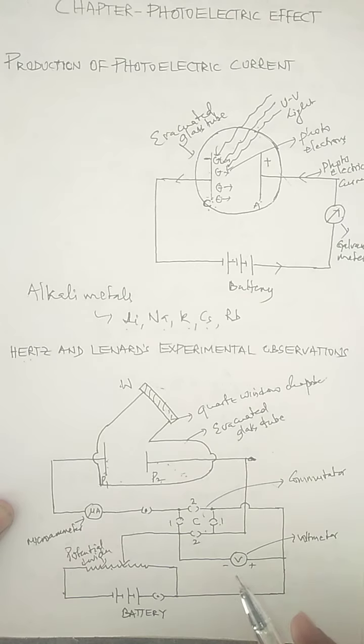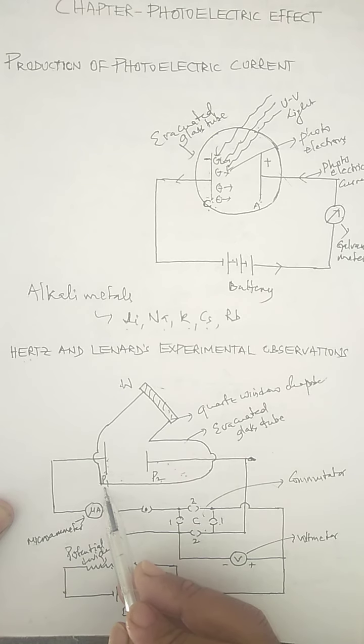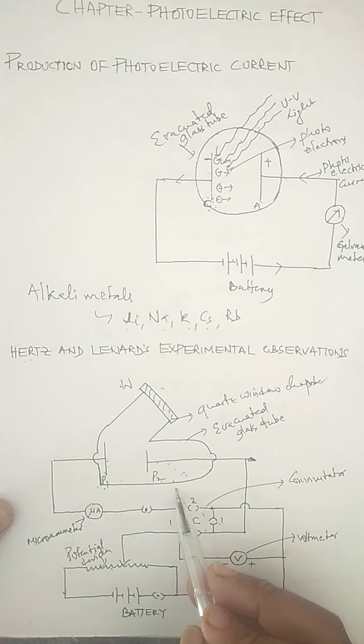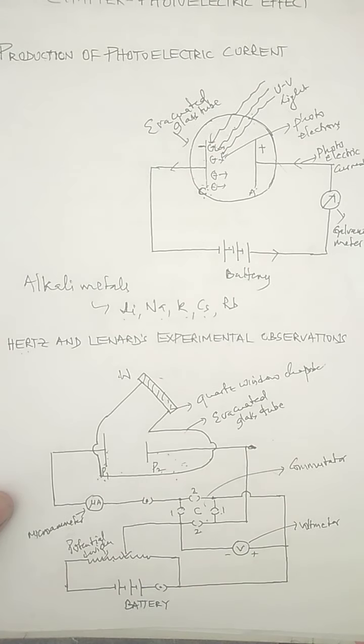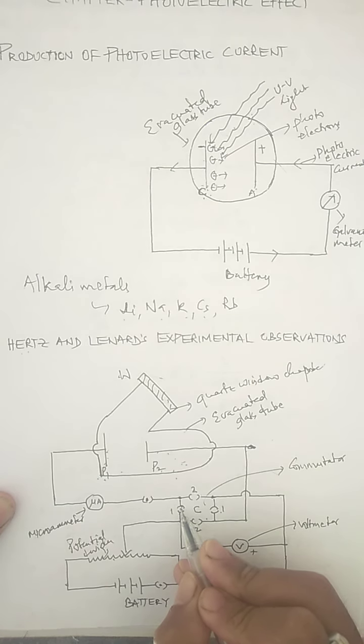But when we insert the plug on 1 or 2, it depends on whether this plate will be positive plate with respect to this plate, or whether this plate will be negative plate with respect to this plate. Now children, with this experimental observation, these two scientists performed this experiment and made a number of observations. So we start now with inserting the plug at 1 of the commutator.